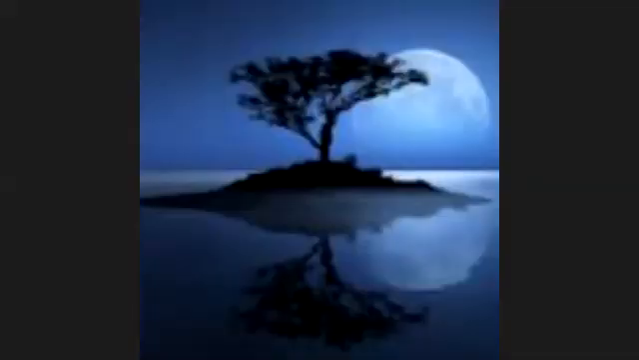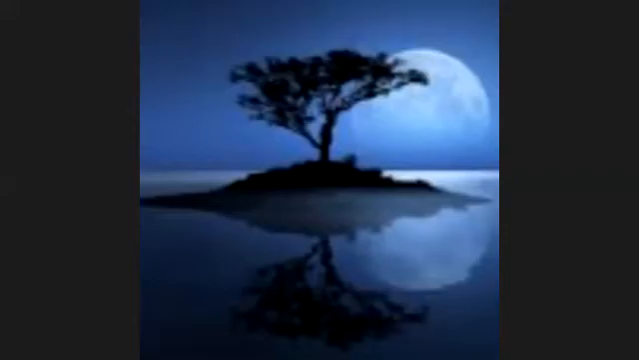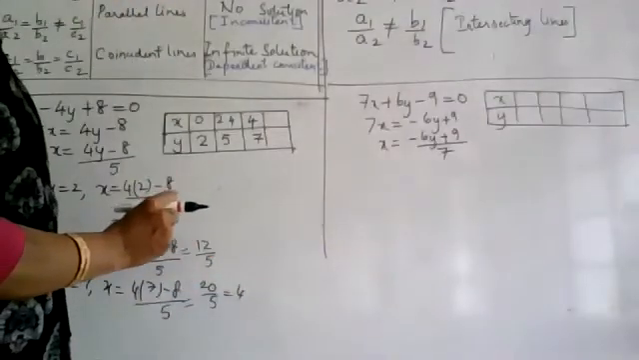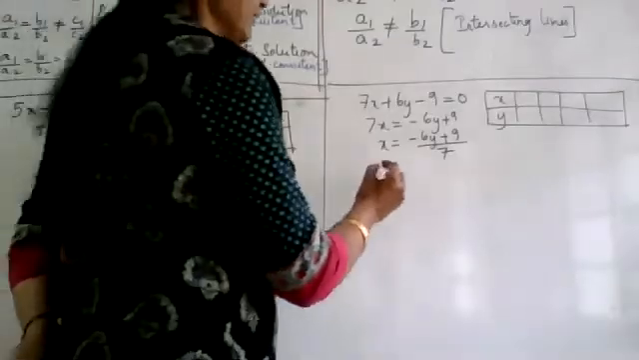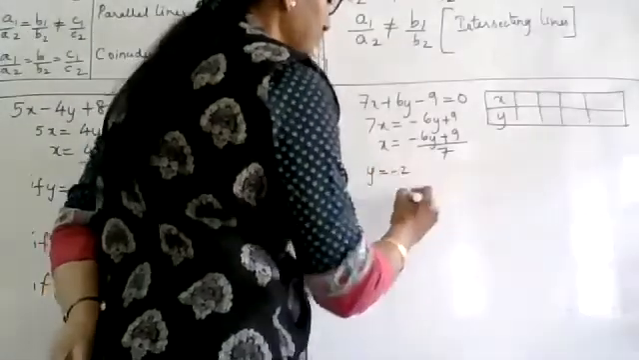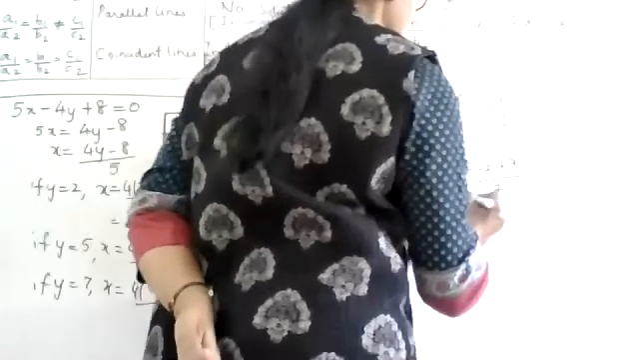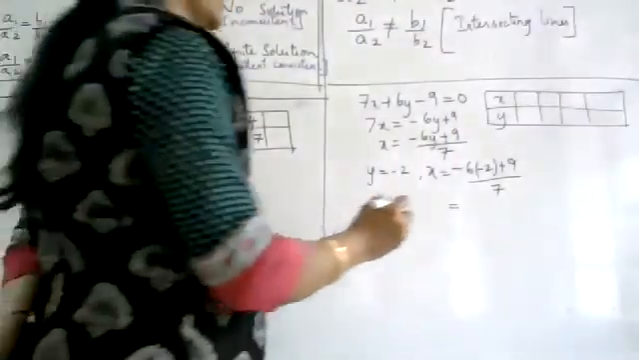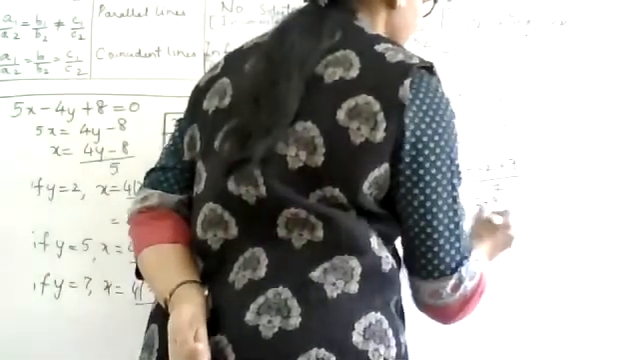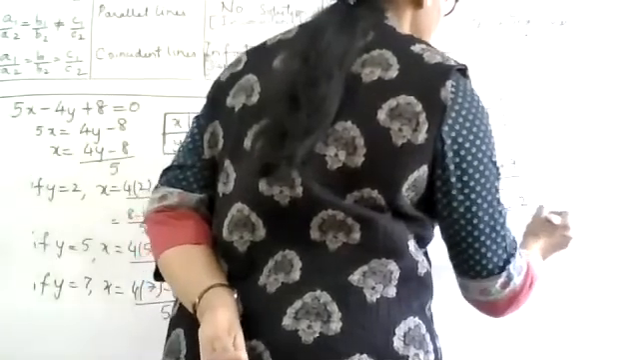Ma'am, negative 2. Again no. Yes. Is there any place where I will get... Ma'am, negative 2. y is equal to negative 2? Yes, ma'am. Okay, y is equal to negative 2. What did you get? x is equal to negative 6 into negative 2 plus 9, whole divided by 7. So that will be positive 12 plus 9 divided by 7. That is 21 by 7, which will be 3. Good. So negative 2, I get a positive 3.